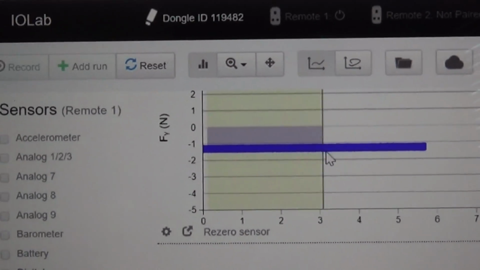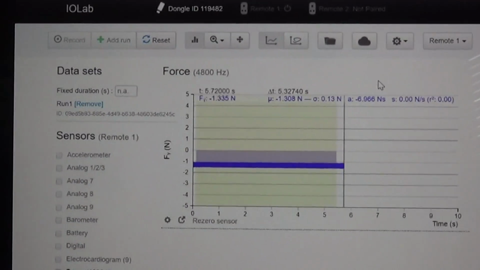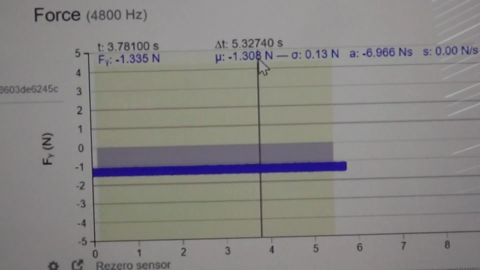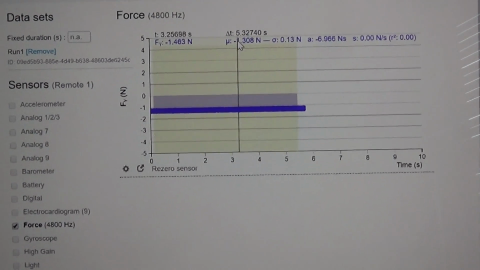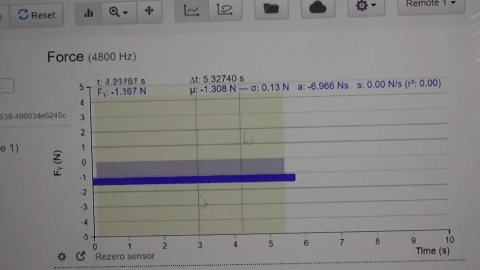Then all you do is highlight the area, and you'll get an average value. So for this one, that was 1.308 newtons. Okay, so there's my tension force right there, 1.308. That's my tension, the positive value.